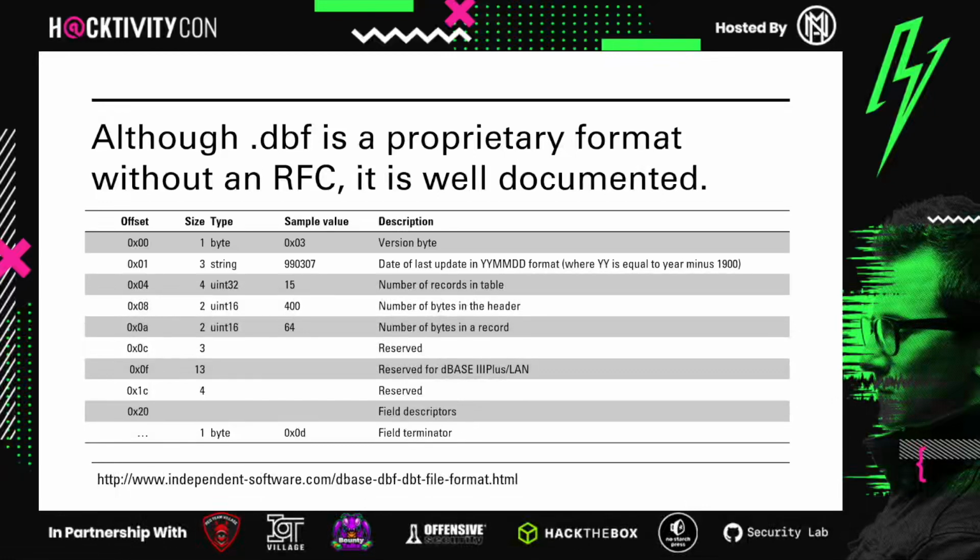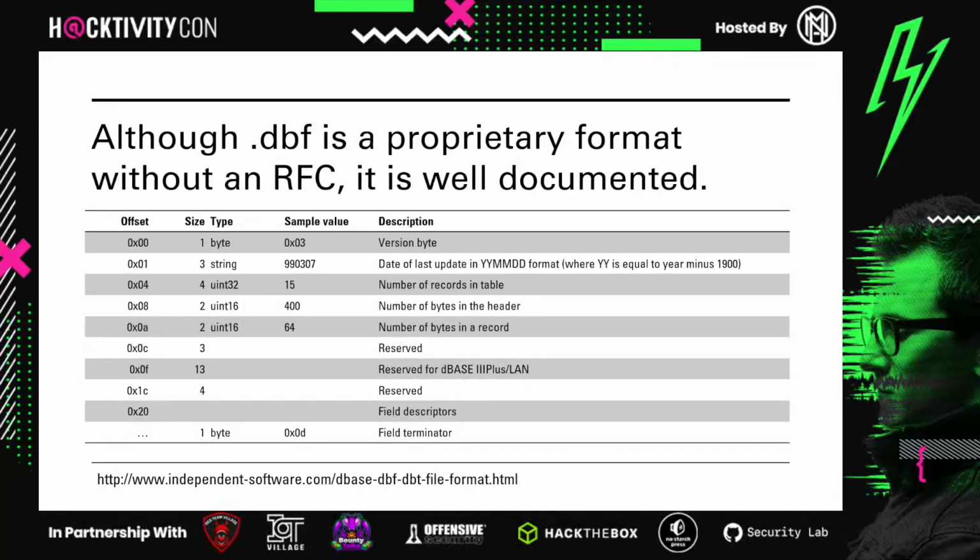So what we see here is the header of the DBF file format, and it starts, of course, with the version byte. The different versions of DBF actually exist with different support for data types. And then you have the date of the last update for the database, the number of records in the table, the number of bytes in the header, and the number of bytes in the record itself. And then there are a few more reserved bytes that have various uses depending on the version. And then there are a few descriptors.